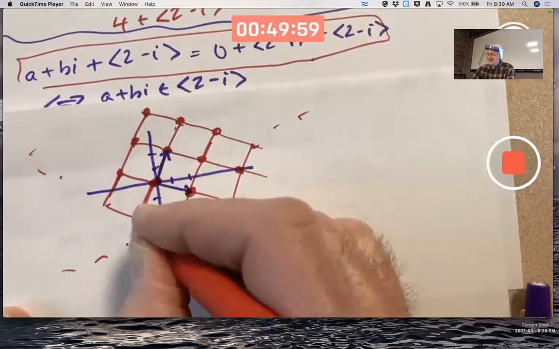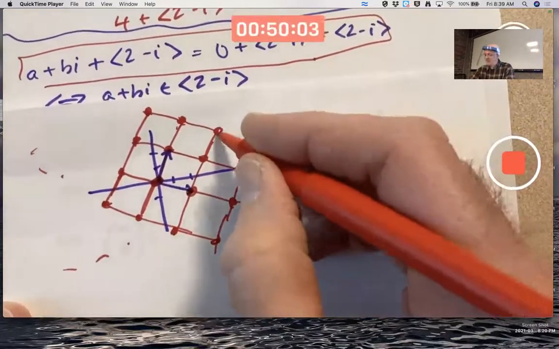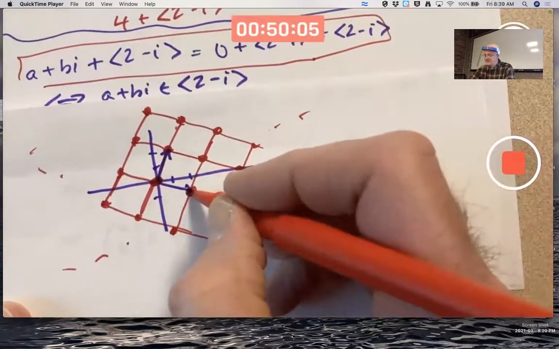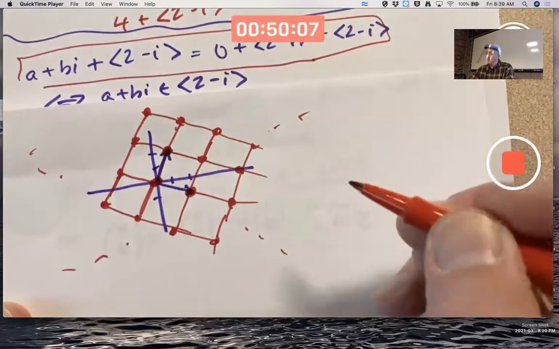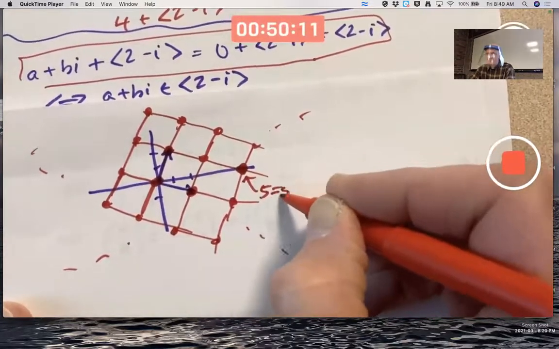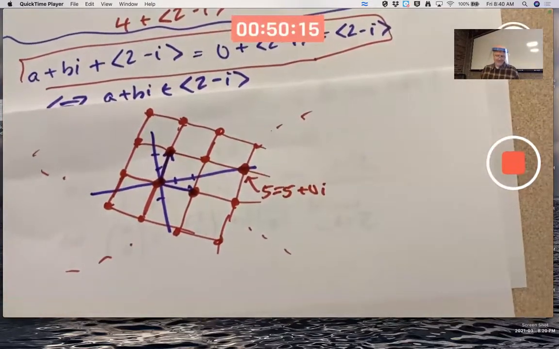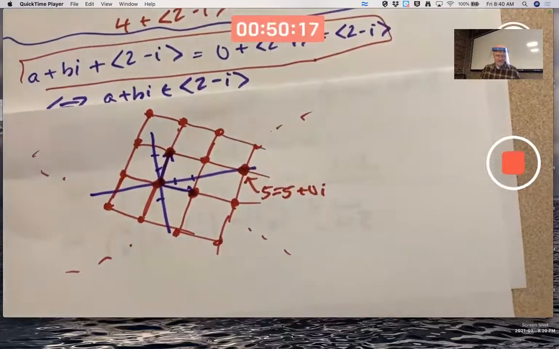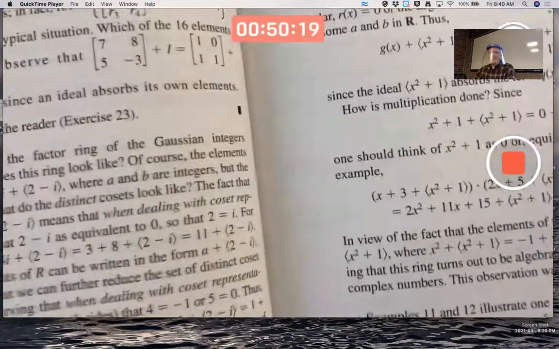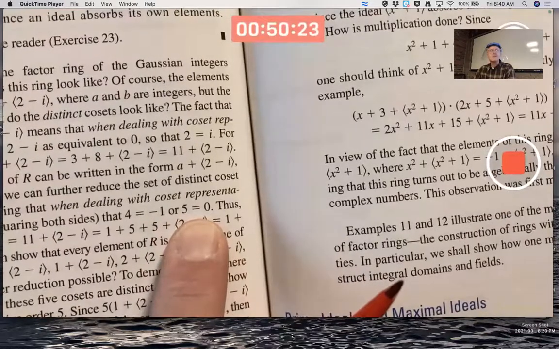And this lattice does happen to include, and by the way, those points all have integer coordinates because these two have integer coordinates. And this includes this point right there, which happens to be the number 5, or 5 plus 0i. Which is equivalent to saying 5 equals 0, like they do here.